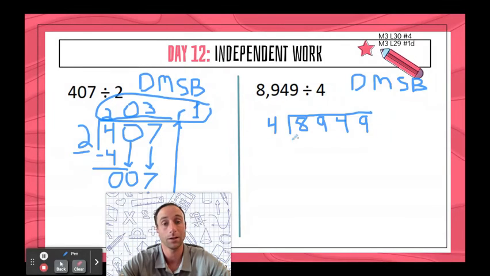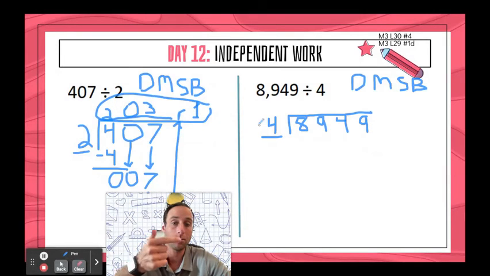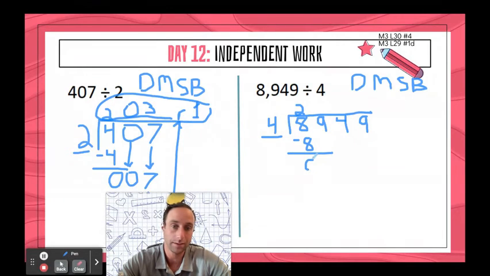All right, so let's take a look. This time we're going to be focusing on our 4's times table since the divisor is 4. So here we go. 4, 8. Oh my God, how perfect, right? So 4 goes into 8 2 times. 4 times 2 is 8. 8 minus 8 is a big fat 0. And bring down the 9.